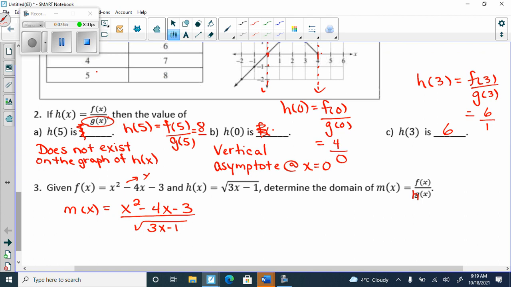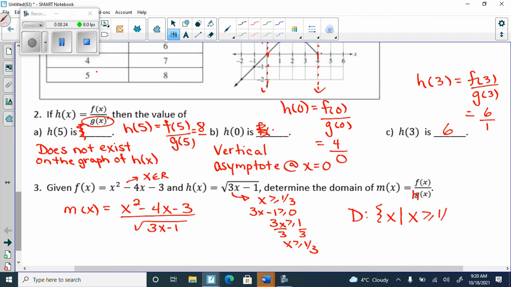So this one here would be x is a real number, and this one here would be x has to be greater than or equal to a third. If you don't remember, if it's linear underneath, you can just set it greater than or equal to 0. 3x is greater than or equal to 1. Divide by 3. x has to be greater than or equal to a third. Now, where they both exist is the restricted domain, which is x greater than or equal to a third. We agree? And normally, my domain would be x such that x is greater than or equal to a third, x a real number.